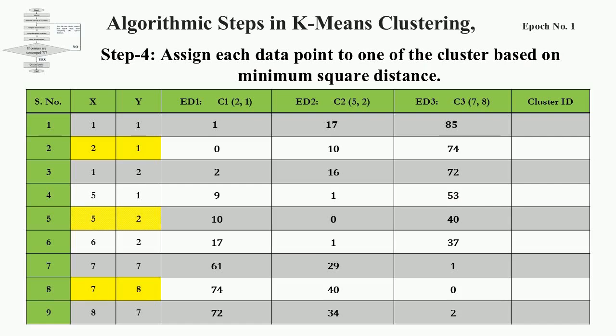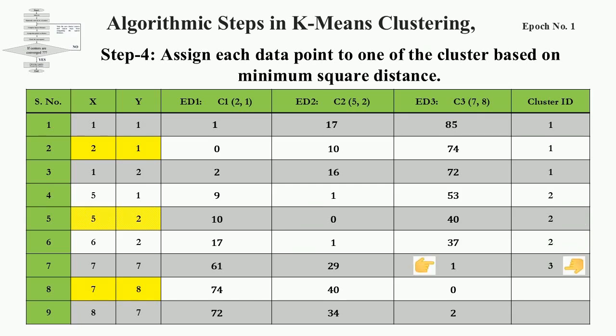Now in step 4, each data point is assigned a cluster number based on the minimum square distance. The data set point 1 has minimum square distance of 1 from cluster center C1. Therefore, it is assigned as cluster number 1. Same way, data point 2 is also assigned cluster 1. And data point 3 also in cluster number 1. Same treatment to data set point 4, and assigned to cluster number 2. Moving on to data set point 5, assigned to cluster number 2. And data set point 6 also to cluster number 2.